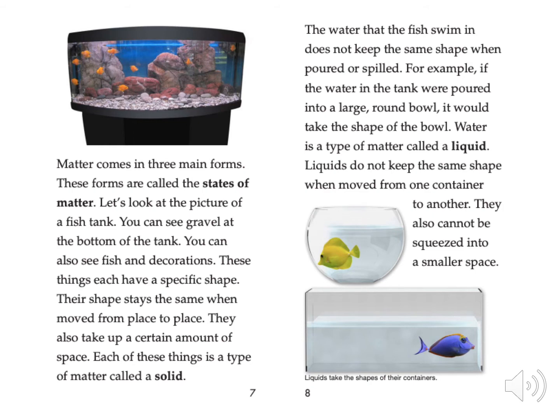The water that the fish swim in does not keep the same shape when poured or spilled. For example, if the water in the tank were poured into a large round bowl, it would take the shape of the bowl. Water is a type of matter called a liquid. Liquids do not keep the same shape when moved from one container to another. They cannot be squeezed into a smaller space.